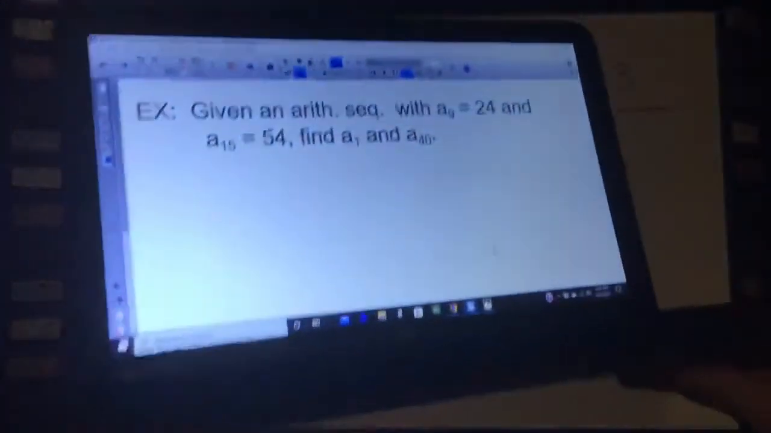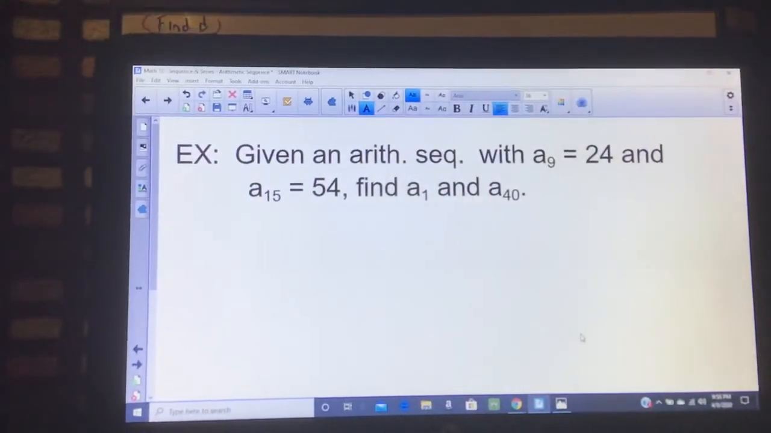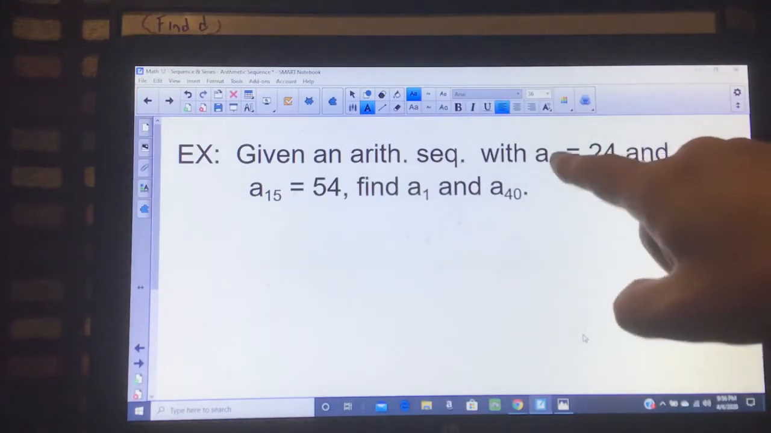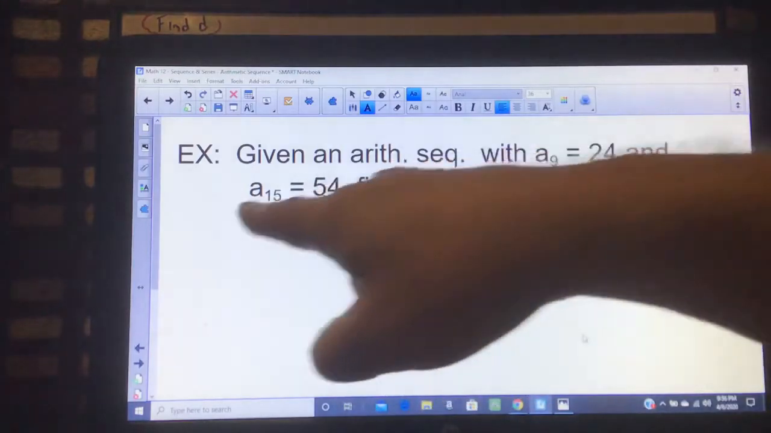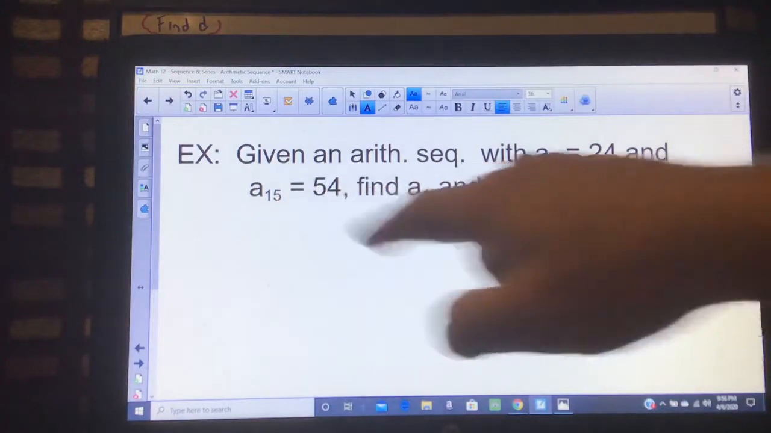So with that in mind, you can try this example yourself. It's very similar to one I just did. They don't give you the first term or the common difference, but they do give you two terms that aren't next to each other. They give you the 9th term and the 15th term.